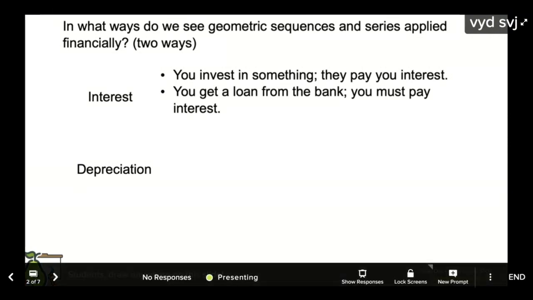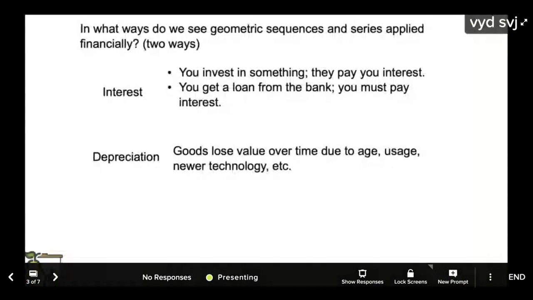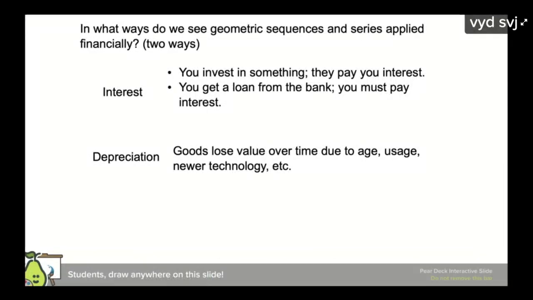And then depreciation, the goods lose value over time, from usage, age, new technology. The most common is cars.